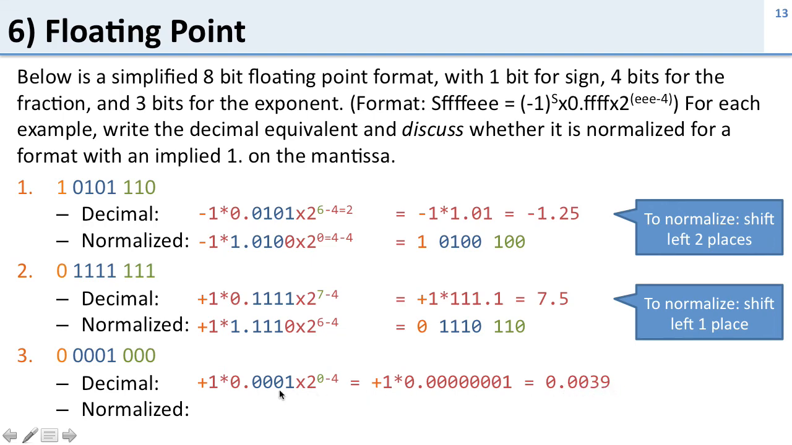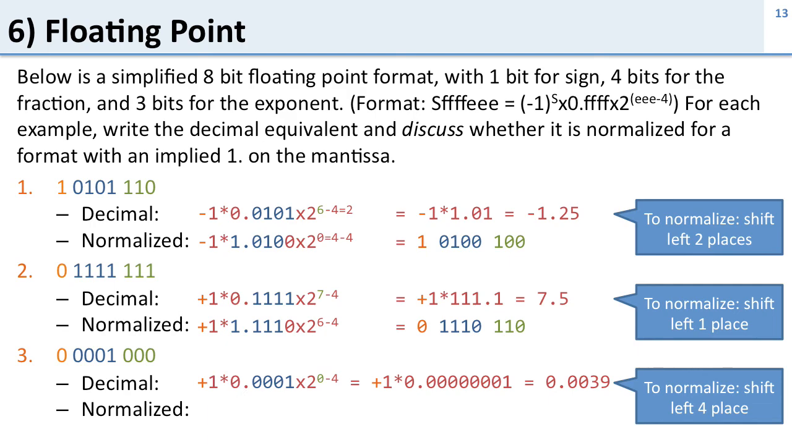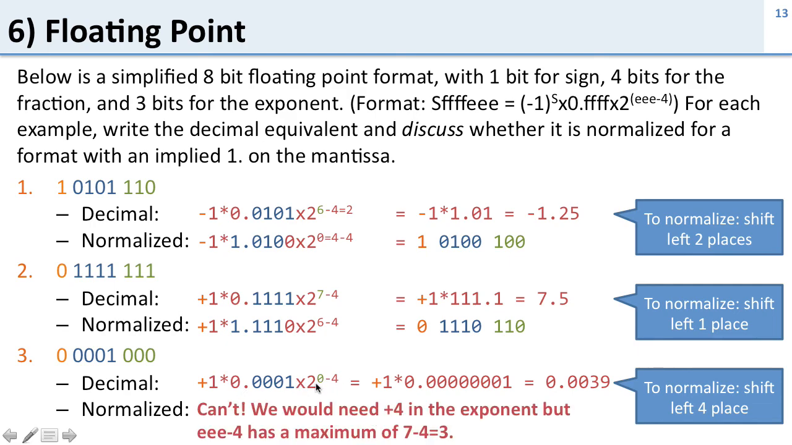Now, how do we normalize this? Well, to normalize this, I need to shift this over 1, 2, 3, 4 places. So I need to shift it to the left 4 places, but I can't do that. Because in order to shift this over 4 places, I need to get a plus 4 in the exponent, but the maximum value I can get for my exponent is 7 minus 4, or 3. Because remember the format I have up here, it's these 3 binary digits minus 4. If I make all these 3 binary digits as large a number as I can, 1, 1, 1, and I subtract 4, I've got 7 minus 4, the most I can get is 3. So this number is a number that you can't express in a normalized format.